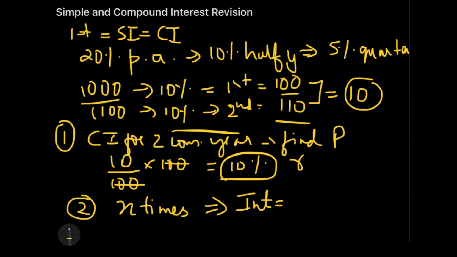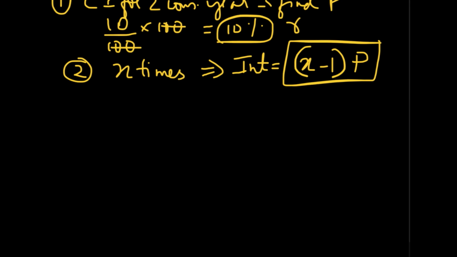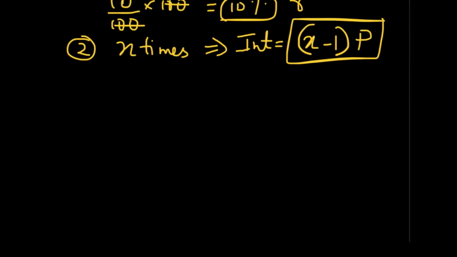And finding out the interest is very easy. The formula says (x minus 1) multiplied with the principal amount P. Let's take an example. I have 2000 rupees with me, and someone says that if I invest 2000 rupees at a certain rate of interest, I would be getting 5 times the amount in some years. Either the rate of interest will be given to you or the time will be given to you.